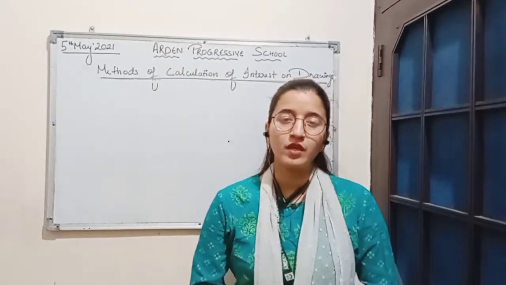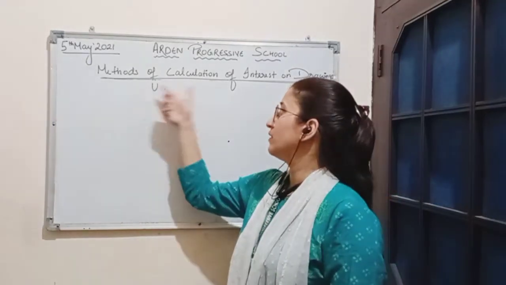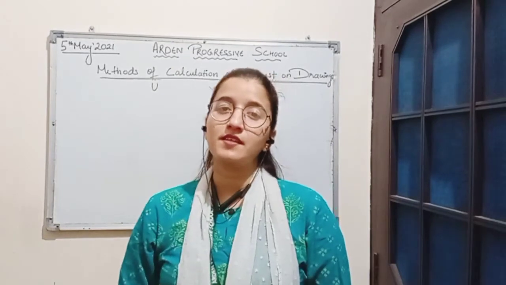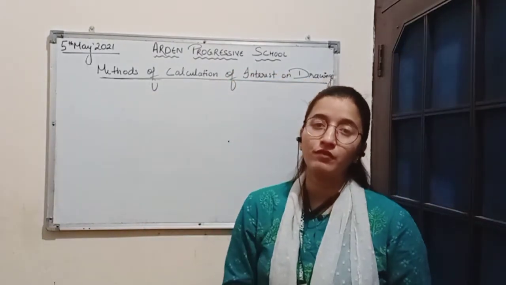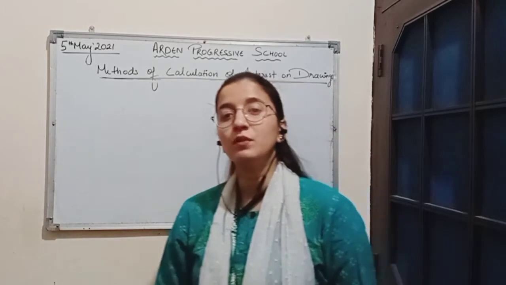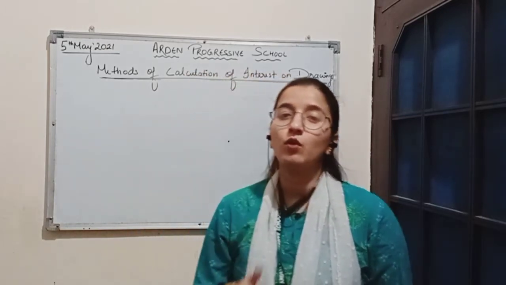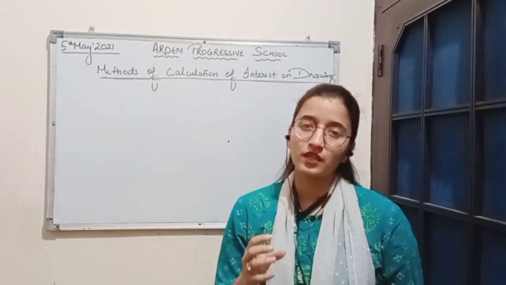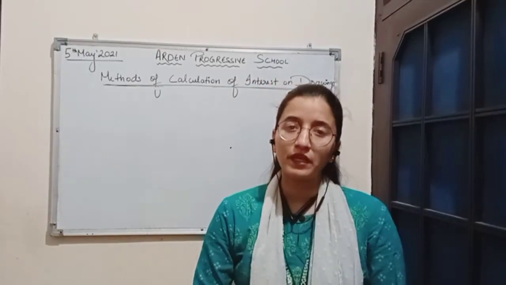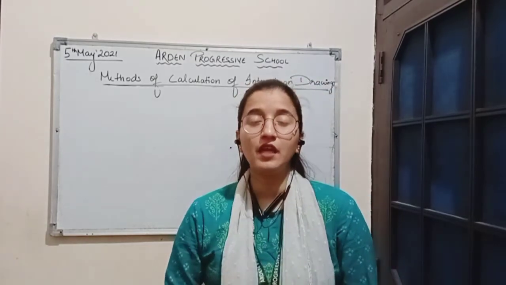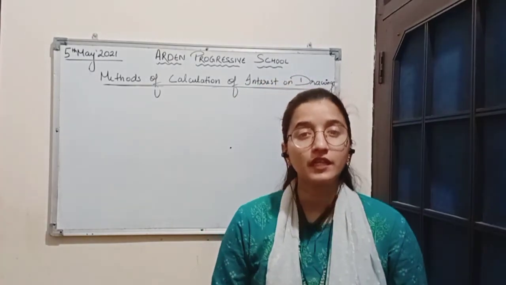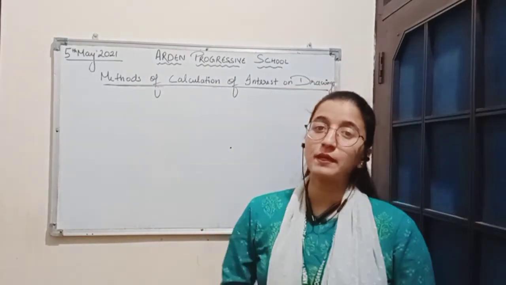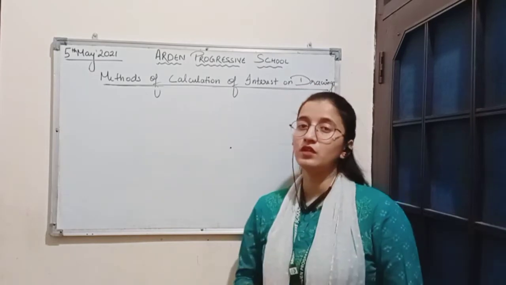Today in this session, we'll be discussing the methods of calculation of interest on drawings. In the previous classes, we have studied how to prepare the profit and loss appropriation account, how to prepare the partners' capital account, and how to treat the items which are considered as charge against profit. Also, in the beginning of the chapter, we studied how to calculate interest on capital. So today we'll be discussing a new topic based on calculation of interest on drawings.